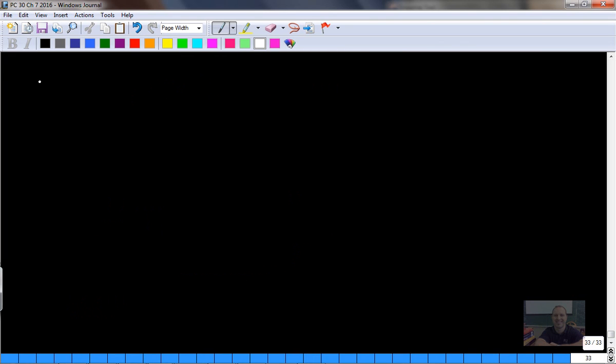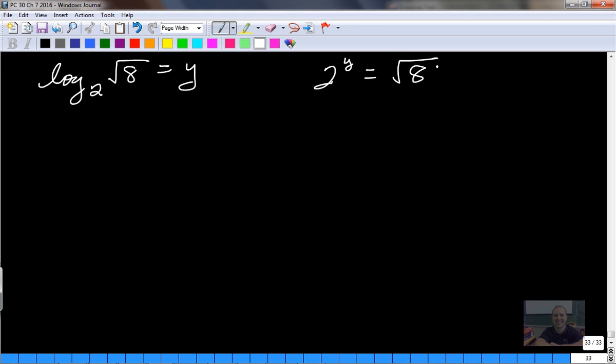Okay, let's do another example that's maybe a little bit trickier. Log of root 8 base 2. What is that? Well, if we're trying to solve a logarithm, what this means is that if I take 2 to some power, I should get root 8. And so what we've just been doing last chapter is solving these exponentials, right? And so you would rewrite it as 2 to the power of y equals the square root of 8.